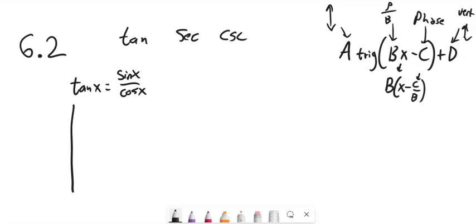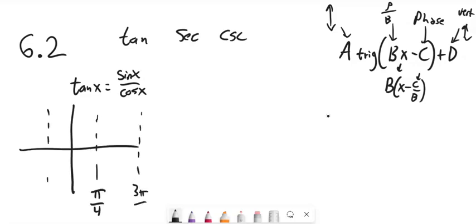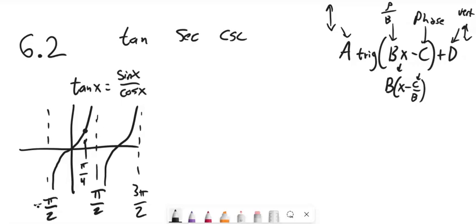So tangent repeats itself like this, with asymptotes every pi over 2, oops, sorry, those are pi over 2s. And it always goes through the point pi over 4, 1. So it goes through that point, and it has a period of pi.